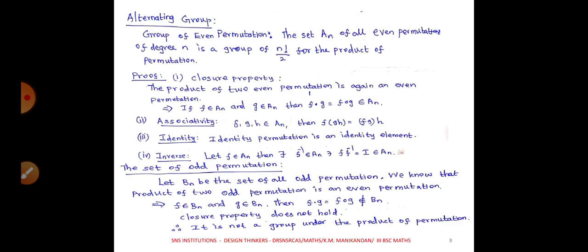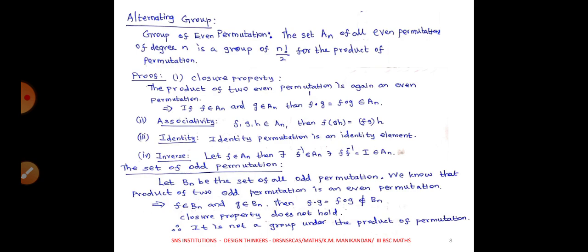So here we define the alternating group, the group of even permutations. The set An of all even permutations of degree n is a group of order n factorial by 2 under the product of permutations. Here we show that the set of even permutations forms a group.